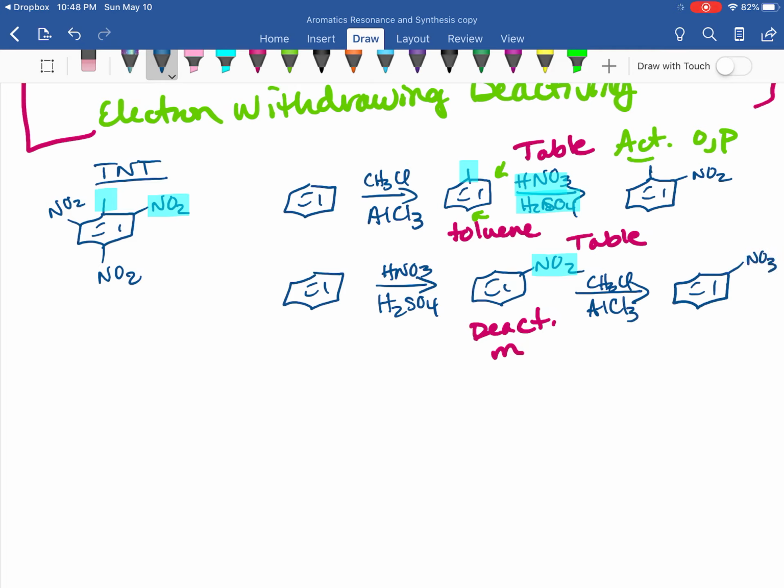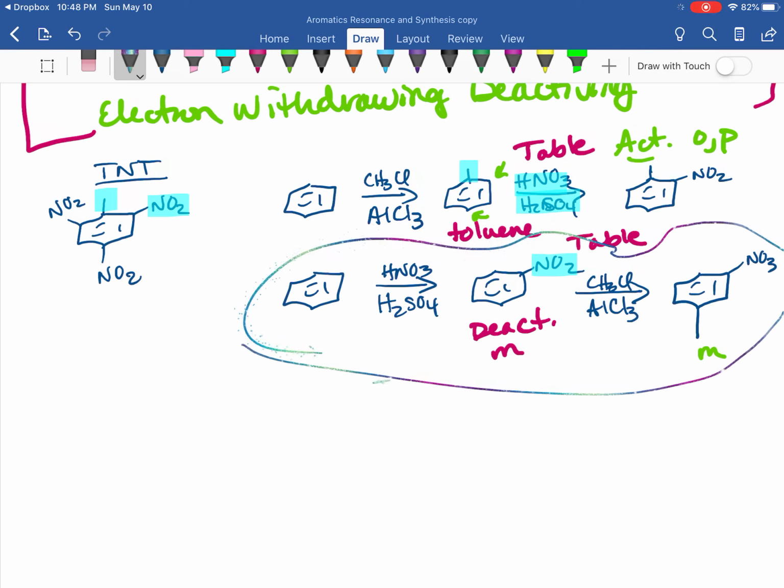So if I'm ready to put my methyl group on, guess where it's going to go? It will go meta to our NO2, which is ortho, meta, para. So let's put our methyl group here. That is meta. Is that where we need it for TNT? No, our spacing is wrong. So that's what I mean by reading the table.